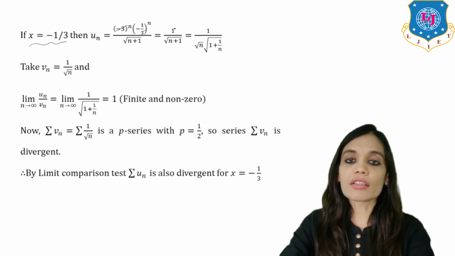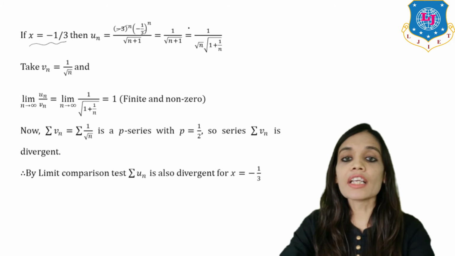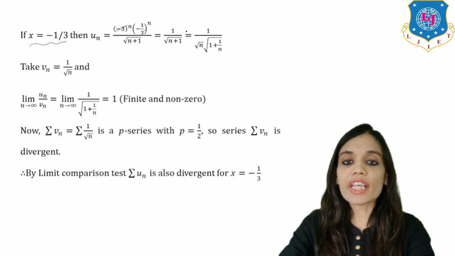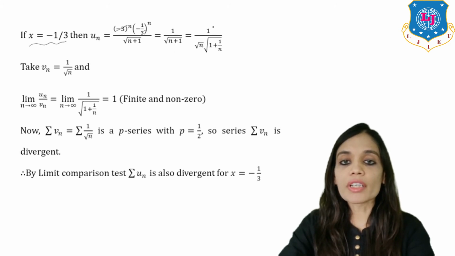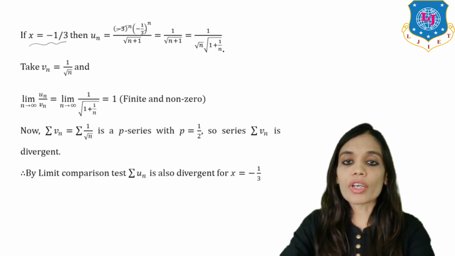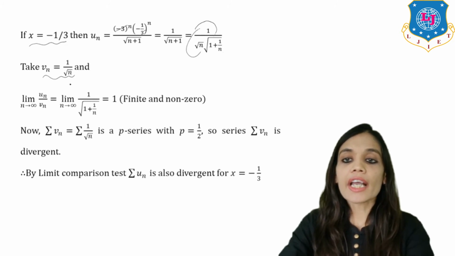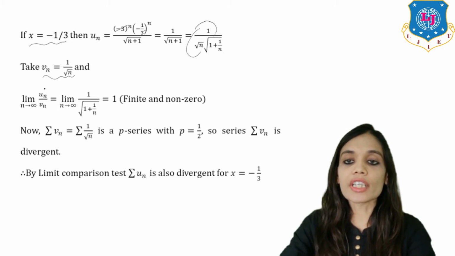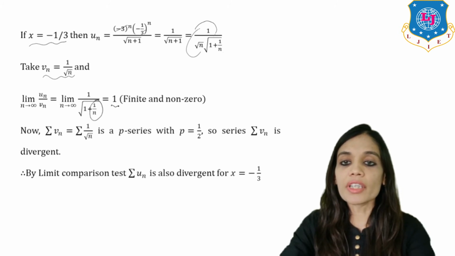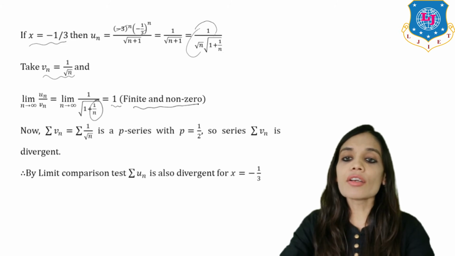Now in order to check the convergence, we will apply limit comparison test, right? So take out root n common. So it will become 1 upon root n times square root of 1 plus 1 upon n. So assume our vn as what? 1 upon root n, right? And find the limit n tends to infinity un upon vn. So 1 upon root n will get cancelled out. Only what will remain? 1 upon square root of 1 plus 1 upon n. Now this 1 upon n will go to 0. So the answer will be 1, which is finite and non-zero.